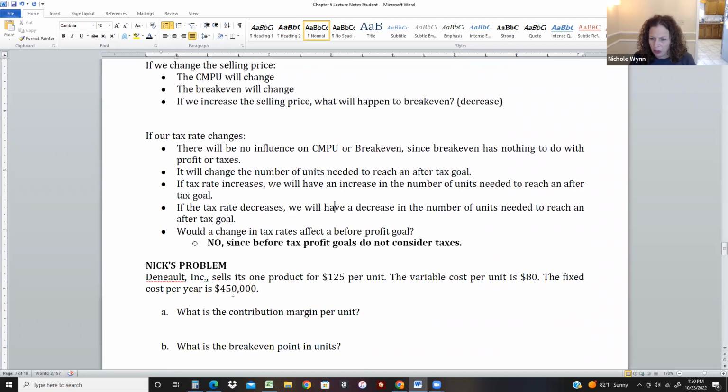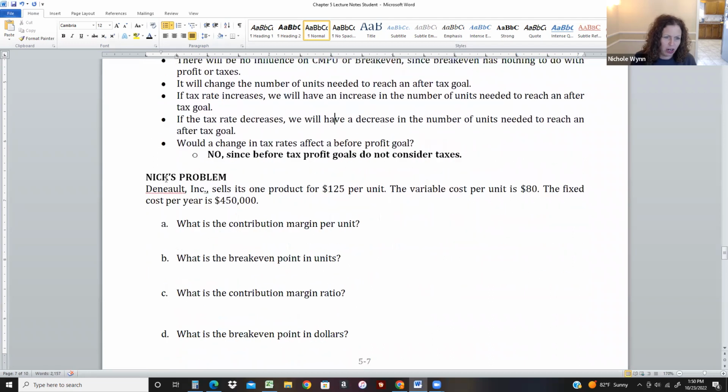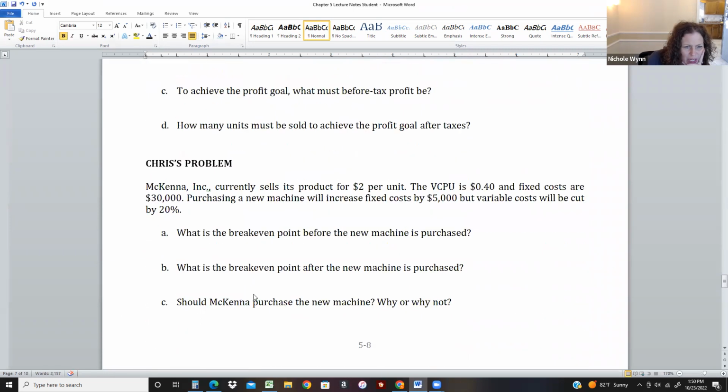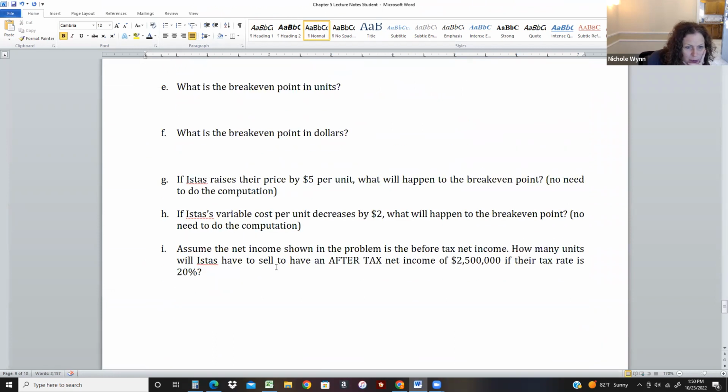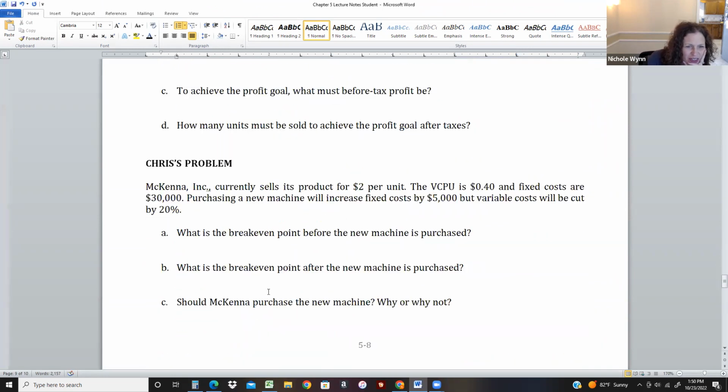And so the rest of the notes, pages 7, 8, 9, and 10, are just sample questions.